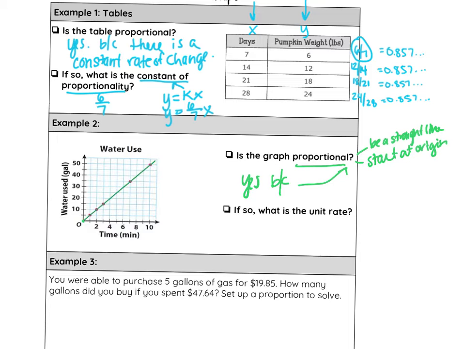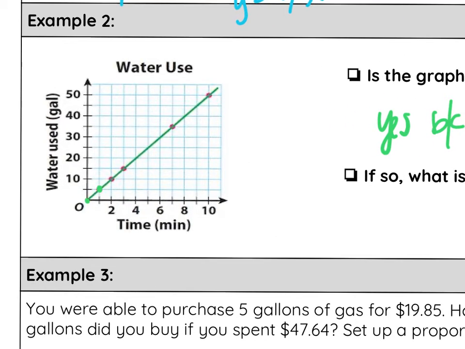All right, so if so, what is the unit rate? Usually, you guys have been pretty good about determining if graphs are proportional or not, but not so much with finding the unit rate. When you find the unit rate, you're looking for where x is equal to 1. So it's this dot right here. Let me zoom in. And these are counting by 2's, which means this would be 1.